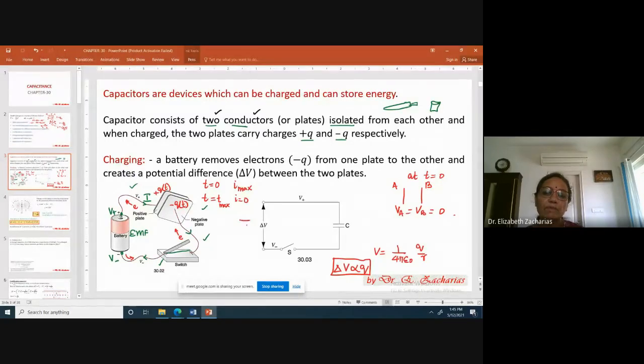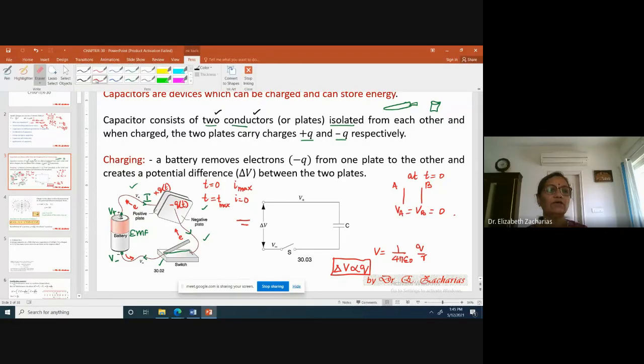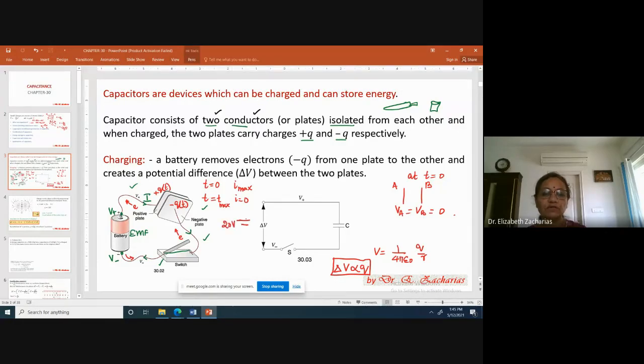Ideally, if your battery is able to give a potential, let us say 20 volts, then this capacitor also ideally should be able to reach that 20 volts potential difference. After that, you won't find any more current flowing. This is ideal. But most often the capacitor will stop charging even before that 20 volts. 20 is just a hypothetical number that I'm telling. So that sets the upper boundary.